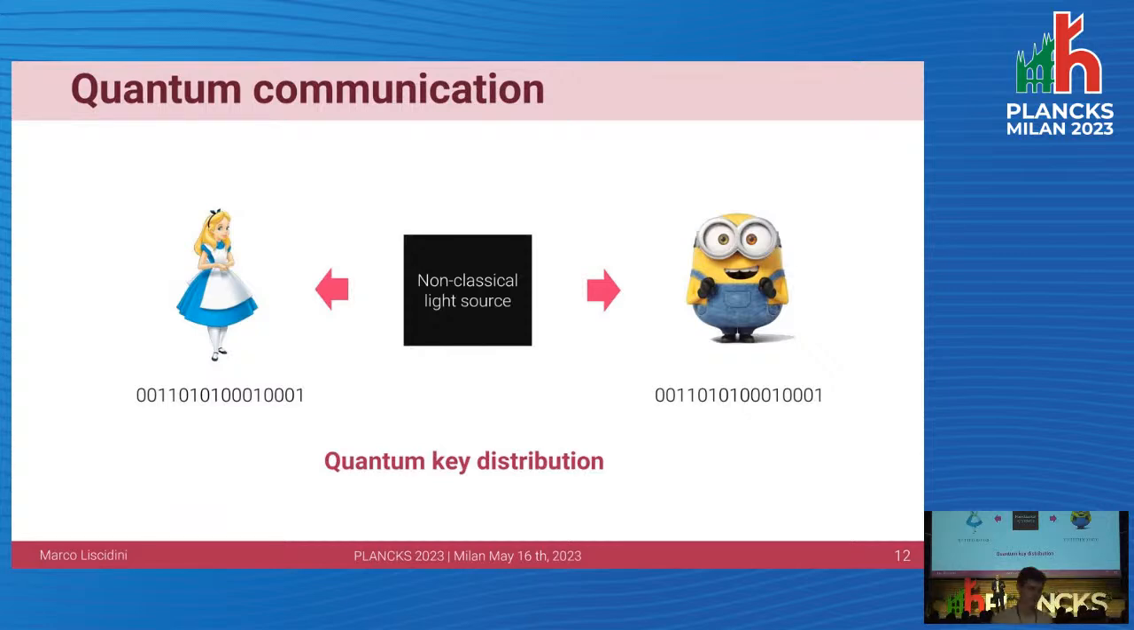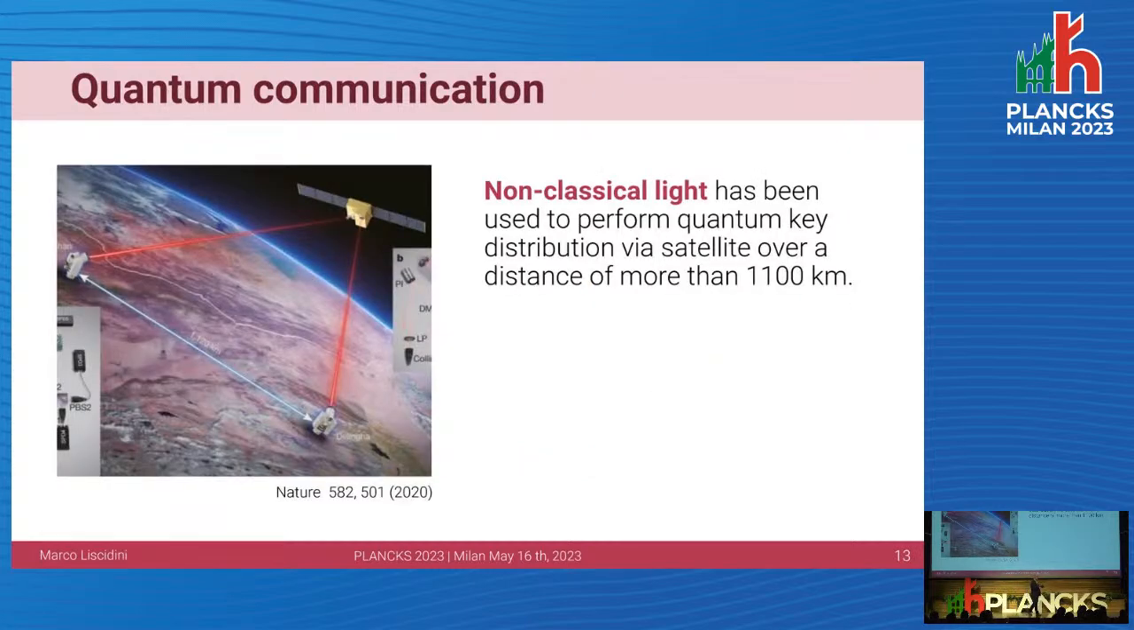And this is a very interesting application, but it's not just in theory here. It has been done. And not just between two labs. It has been done between two points on Earth at a distance of 1,000 kilometers using a satellite. This is clearly rocket science, right? This has been done in China in the group of Jian-Wei Pan in 2020. And they did quantum key distribution using non-classical light. We are going to try to understand which kind of light. Okay? So it's reality. It can be done.